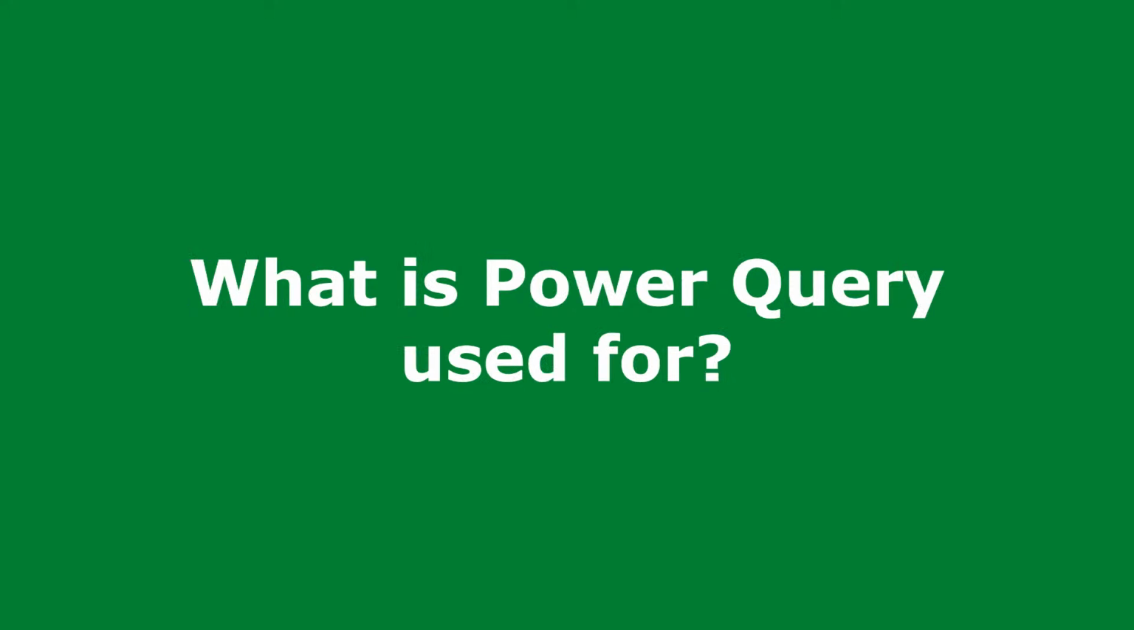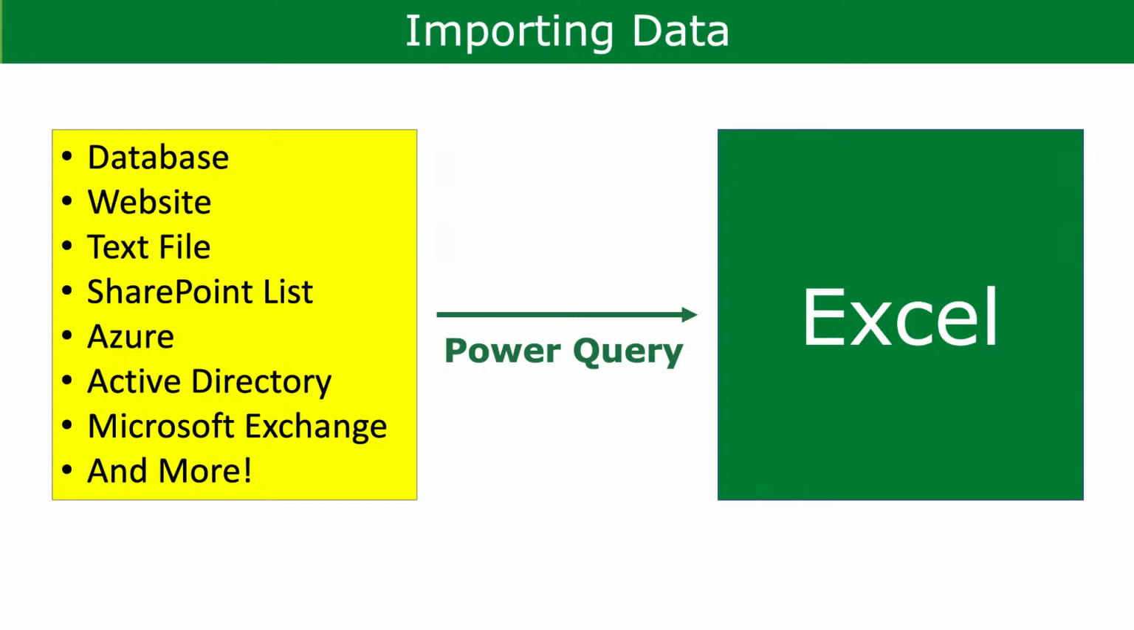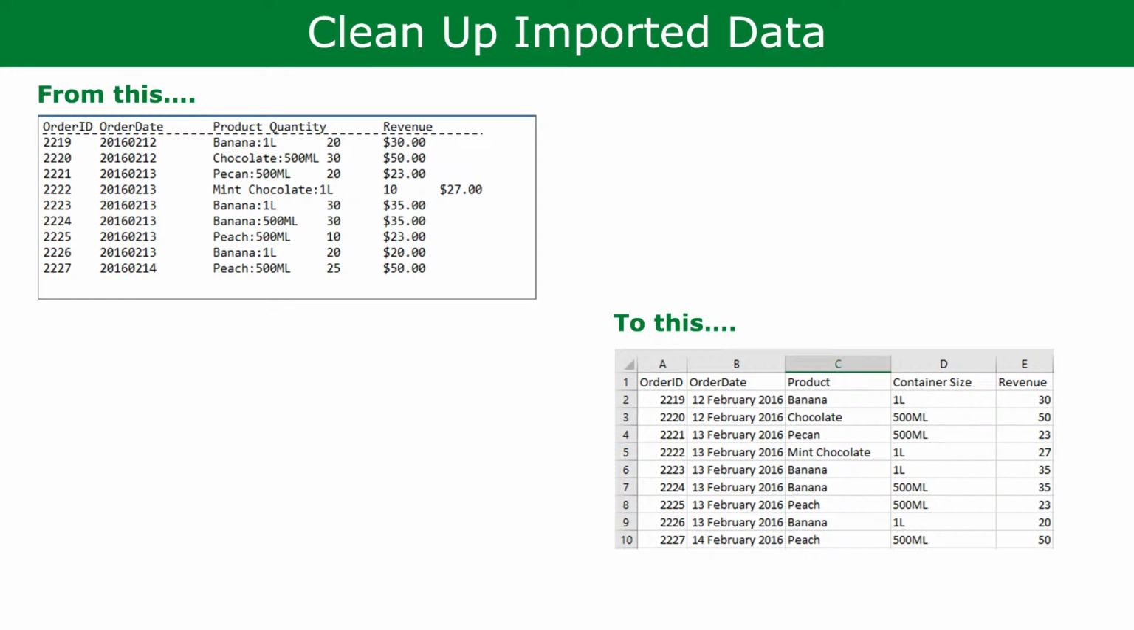So, what is Power Query used for? Well, there are two things that Power Query is used for. One is importing data from other sources, and the other is cleaning up and transforming data. So once the data is in Excel, it'll probably need cleaning up. And by cleaning up, I mean things like deleting the dashed line from row 2 and changing the date format and removing the dollar symbols from the revenue and realigning data with the headings, that kind of thing.